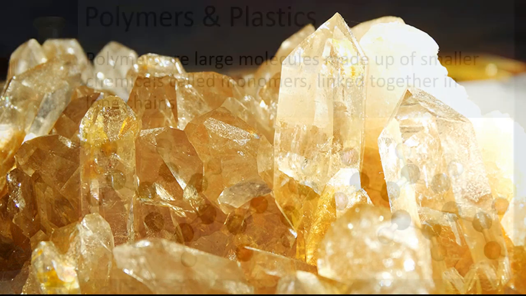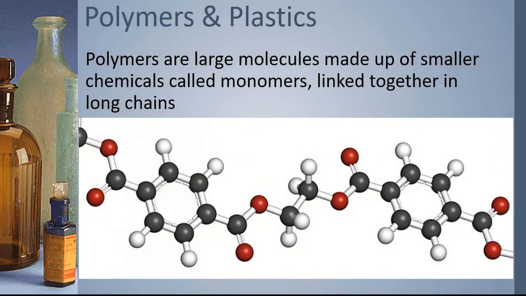All right, polymers and plastics, those are large molecules made up of smaller chemicals called monomers. A monomer would mean one, polymer means many. When we link them together in long chains, we discovered they do interesting things. So we're looking at a long chain here. Each one of these little balls represents an element, and the little bar between them represents a bond.